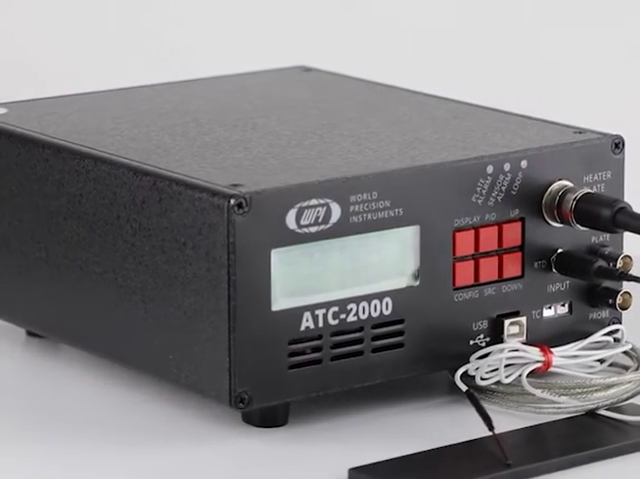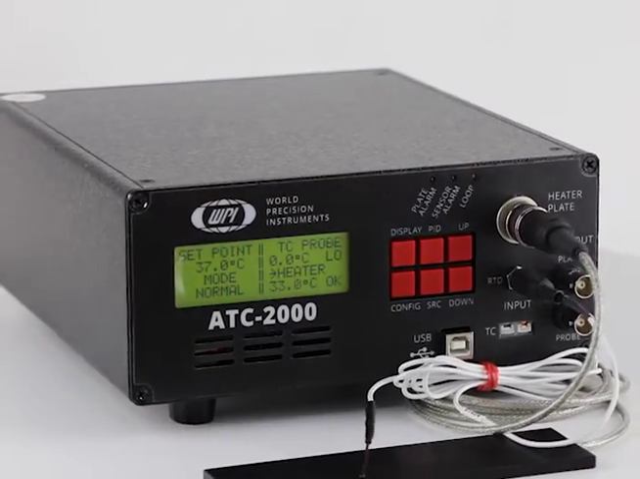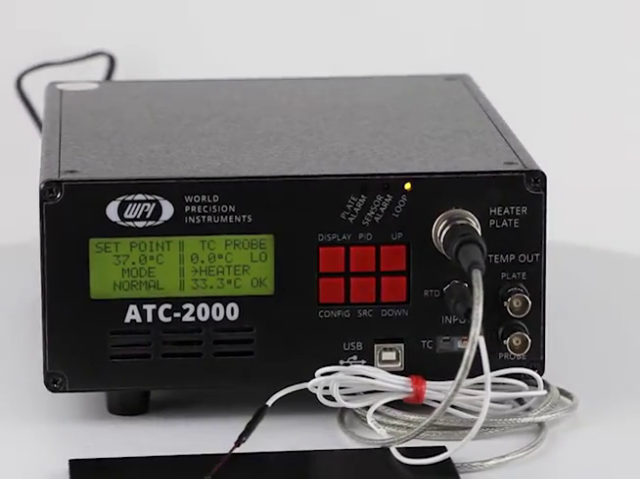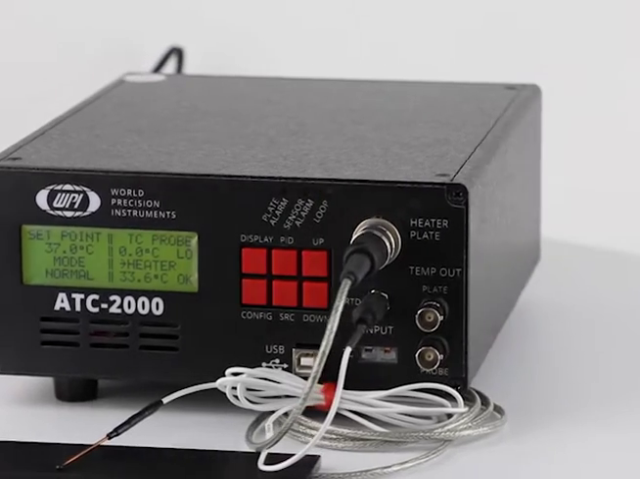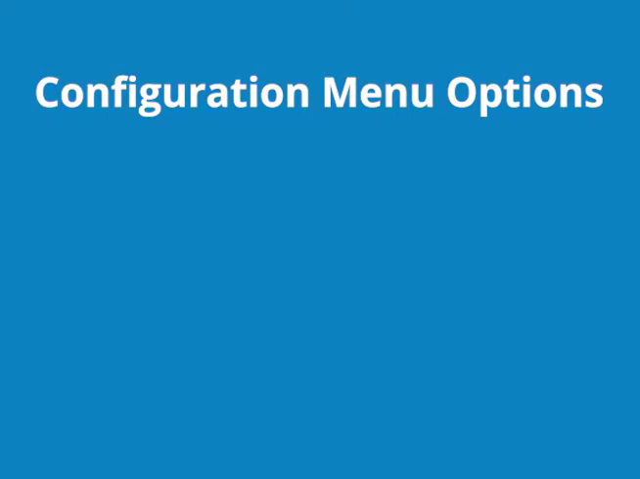The ATC2000 is a low-noise heating system for maintaining animal body temperature during experimental procedures. Here we will look at how to adjust the basic configuration parameters. From the configuration menu, you may do several things.